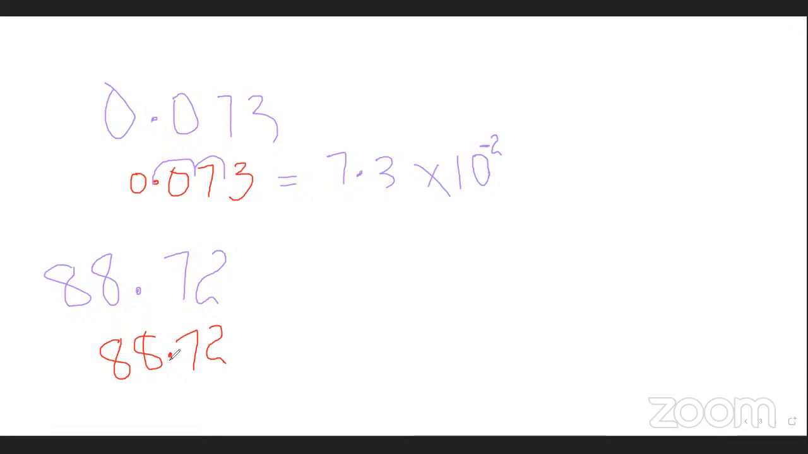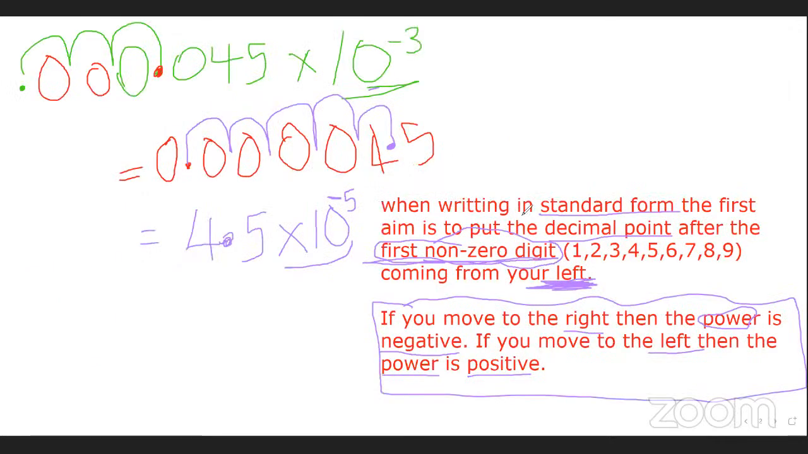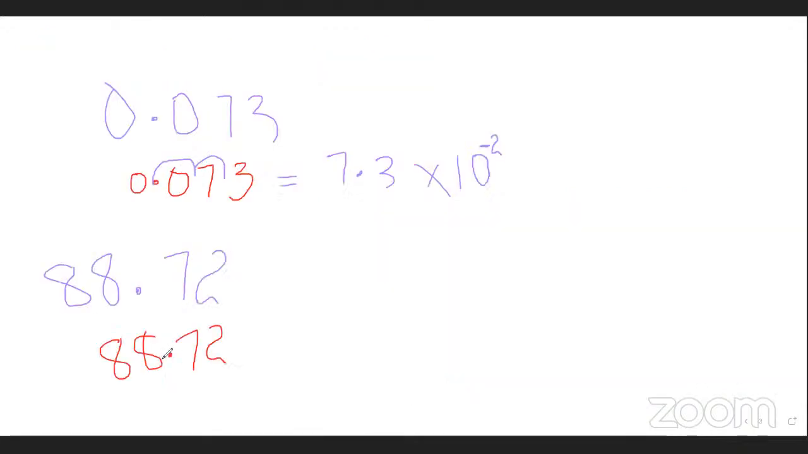Which direction am I going to go? Right. Hold on, man. Come back over here, Shekwan. When writing in standard form, the first aim is to put the decimal point after the first non-zero digit, coming from your left. So coming from my left now, what's the first non-zero digit? So you're going to go 1. So from the left, you're going to say 1, and you're going to stop in between 8 and 8.